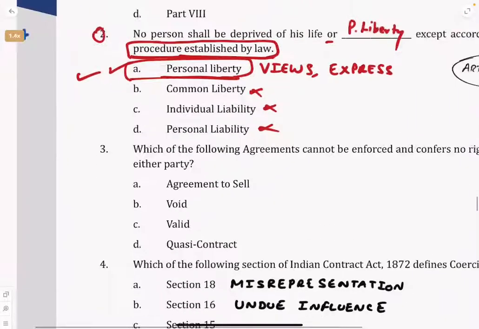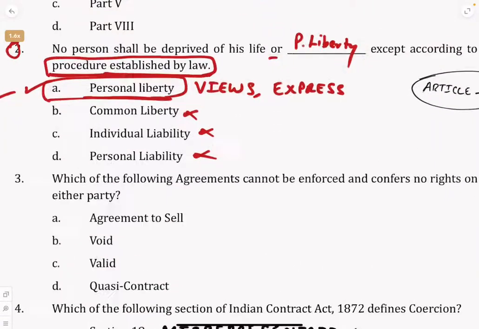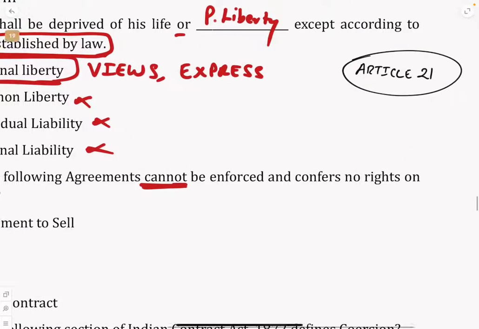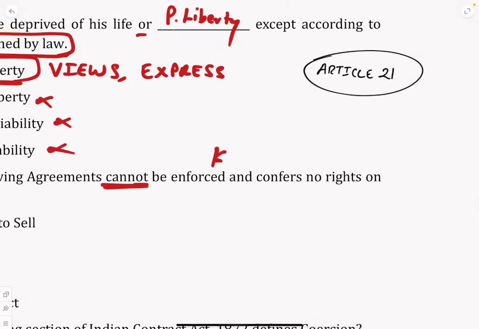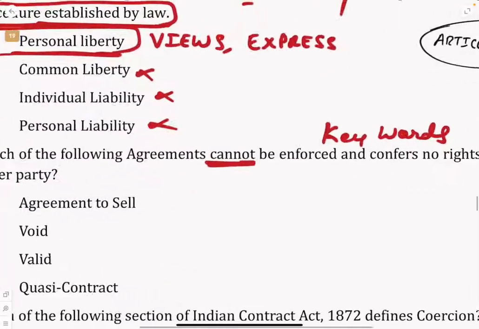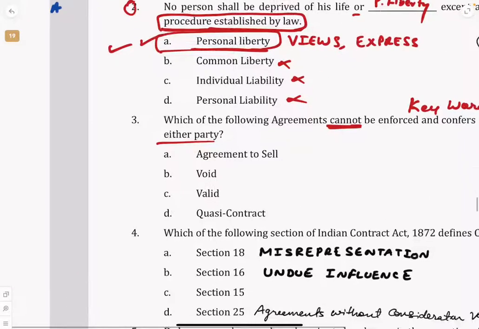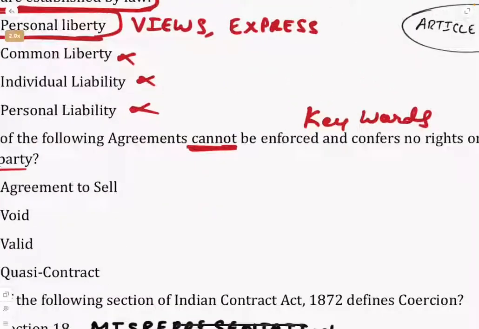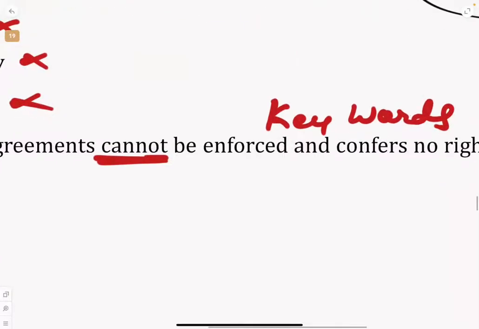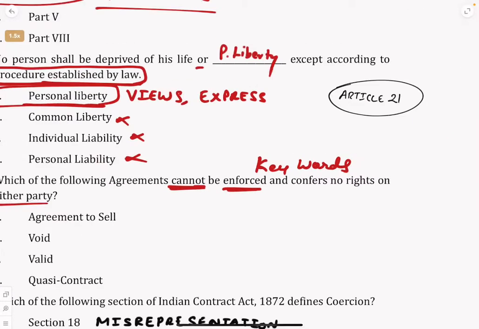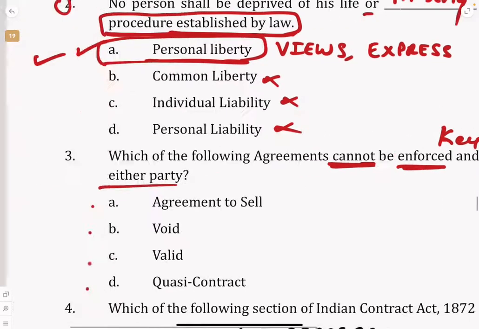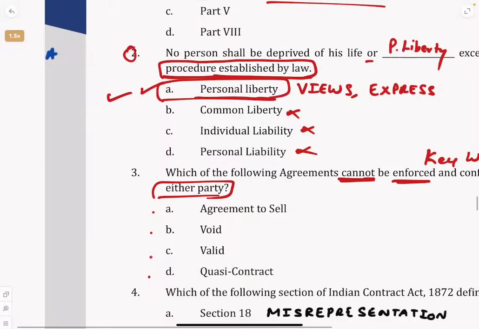Next we come to, which of the following agreements cannot be enforced? What are they asking? See, in every question, identify the keywords. What are the keywords? Which of the following agreements cannot be enforced and confers no rights on either party? Is it agreement to sell, void agreement, valid agreement, quasi contract? Let us understand the question properly. It can't be enforced at all, and there are no rights for both the parties.